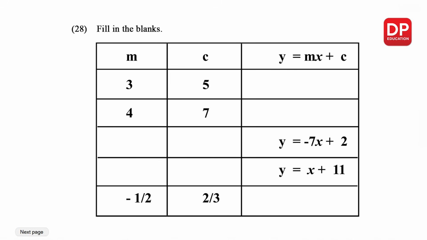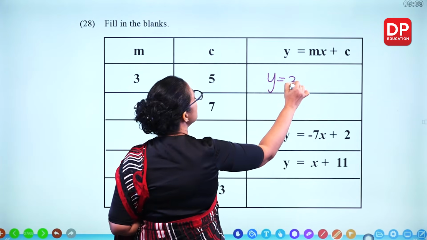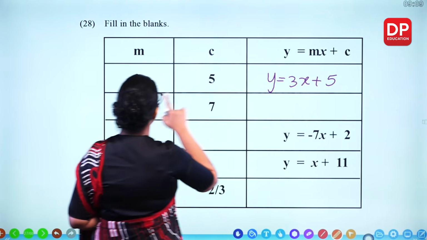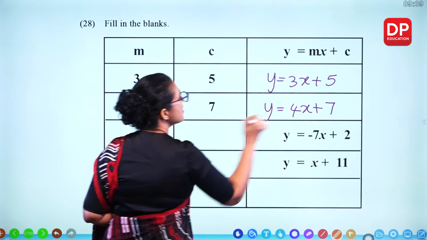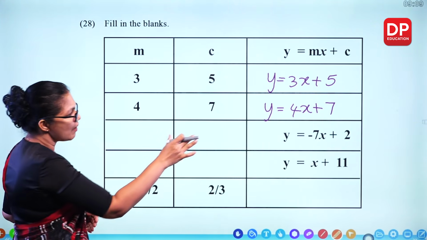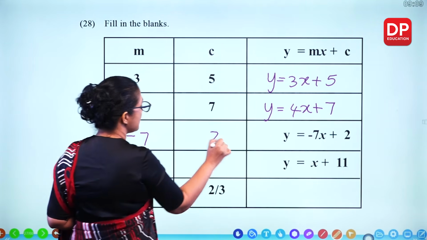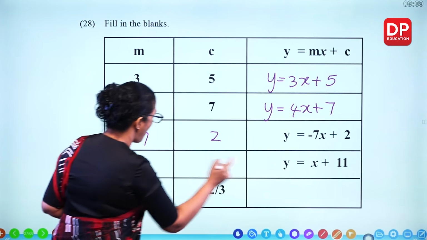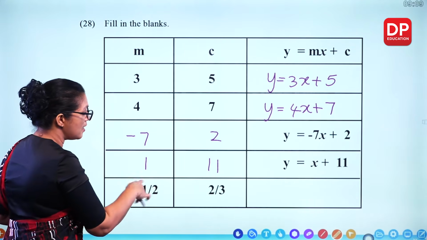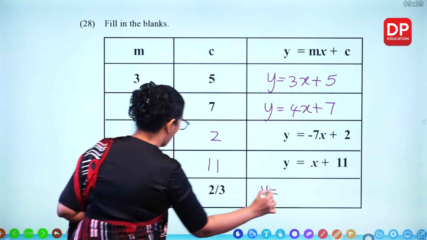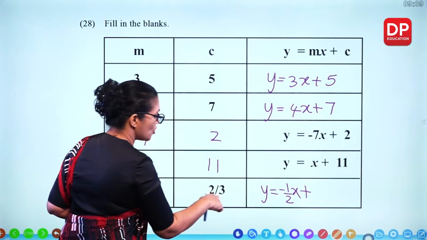Fill in the blanks. M and c given. Write down the equation. Y equals 3x plus 5. M and c given. Y equals 4x plus 7. Now, equation is given. Identify m. M is minus 7 and c is plus 2. Here m is 1, c is 11. Again, you get fractions here. Write down the equation. Y equals minus half x plus 2/3.